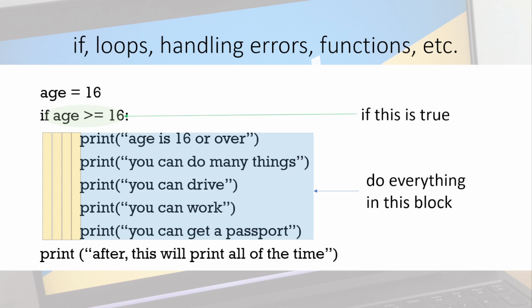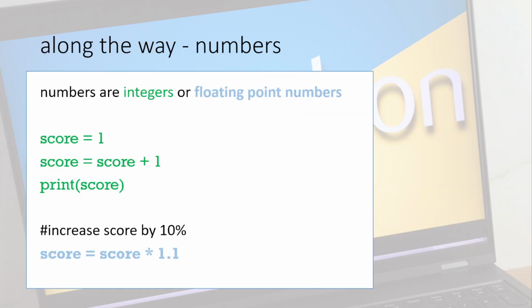Now at the end, the last print line will happen whatever happens because it's not indented. It doesn't have the spaces away from the beginning of the line. So that's just like a normal line of code.